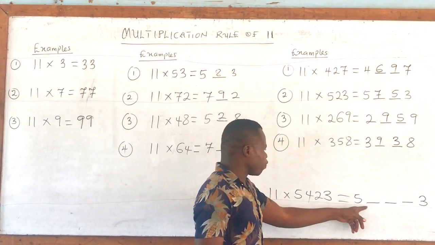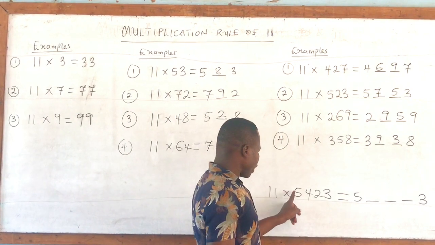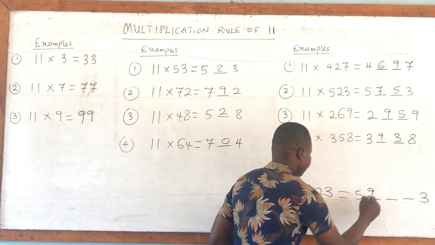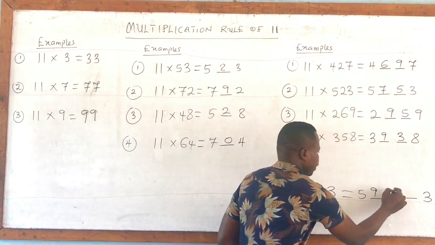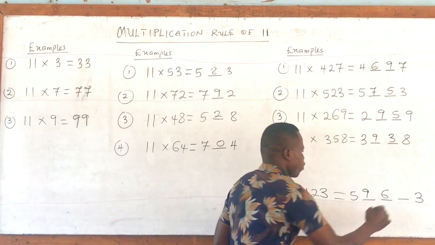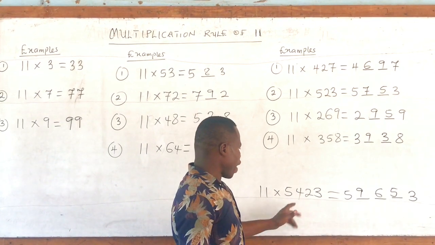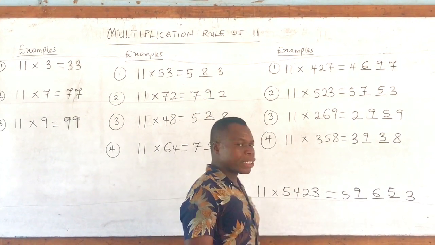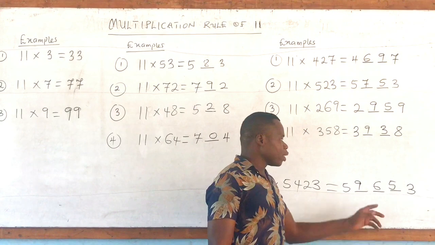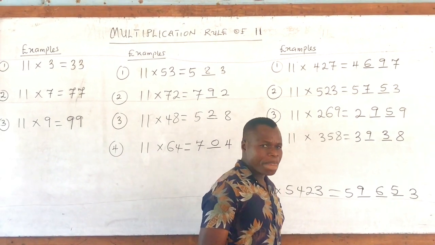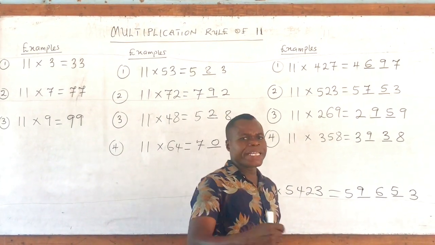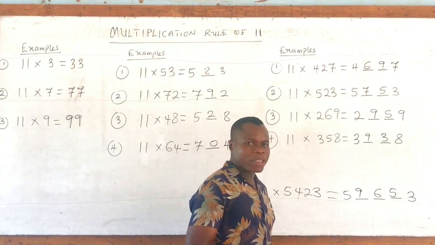So, the first space value will be adding 5 to 4. That is 5 plus 4, 9. 4 plus 2, 6. 2 plus 3, which is what? 5. Meaning, 11 times 5,423 will give us 59,653.